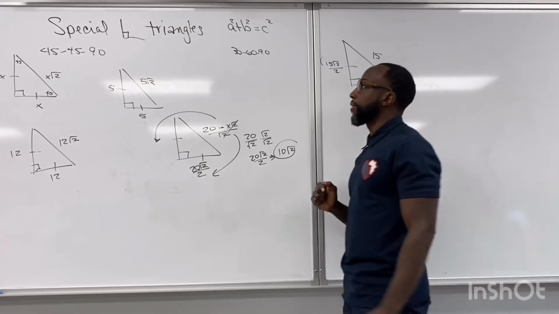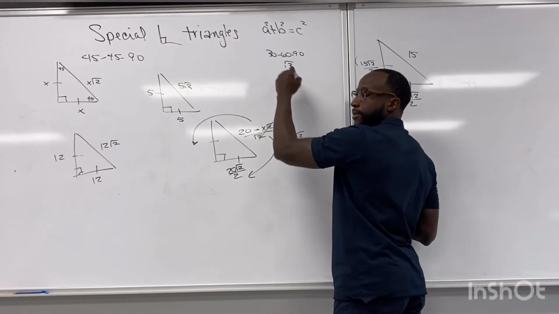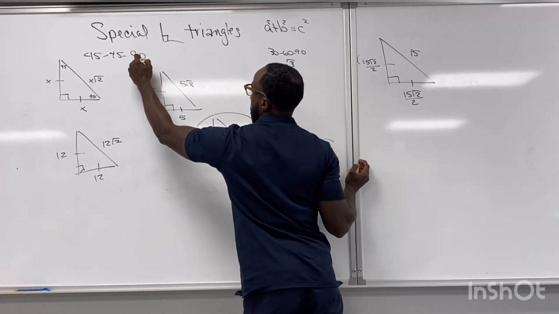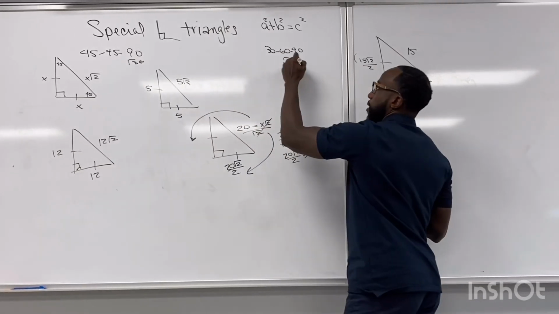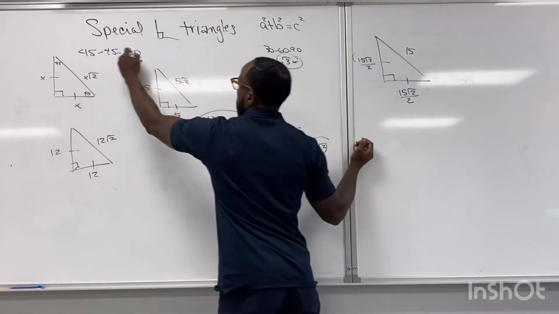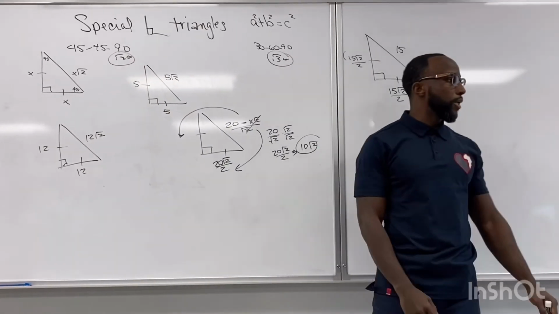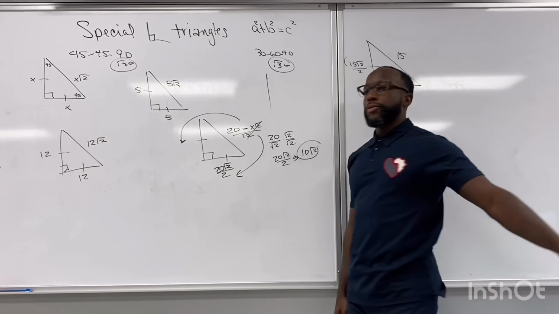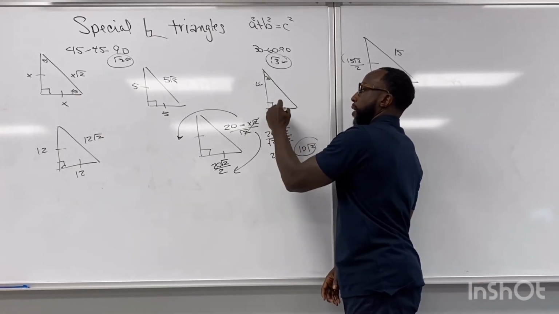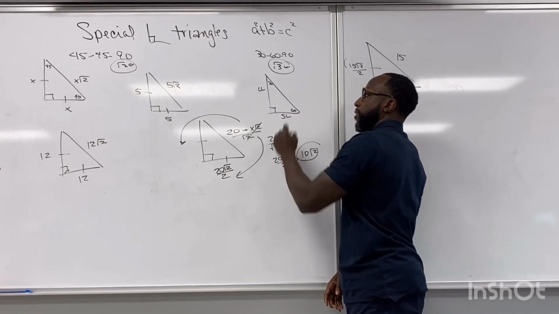So this one gets the root 3, and this one gets the root 2, right? Root 2 goes to the hypotenuse, and root 3 goes to the long leg, okay? So remember that. Which one is the long leg? It's the altitude. The altitude is the long leg. And SL is the short leg.